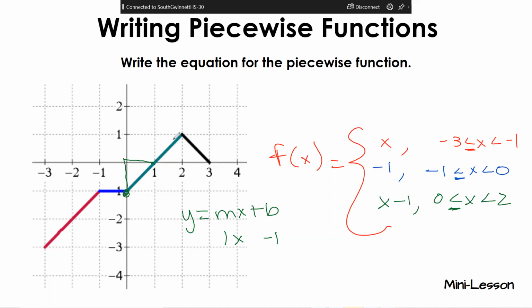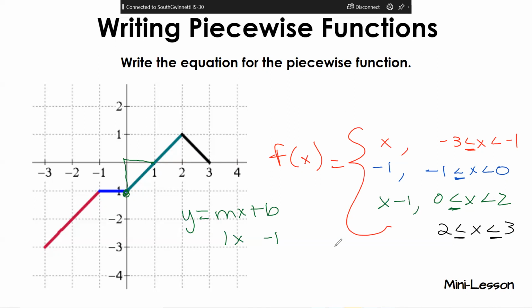All right, the last one, got this black line. It goes from 2 to 3. So we're going to say from 2 to 3. And it overlays on this one. And this is the only one that it touches. So we're going to say that's included on that one.